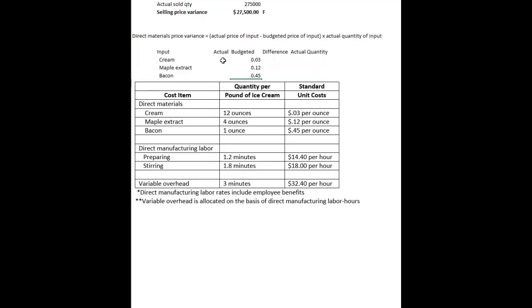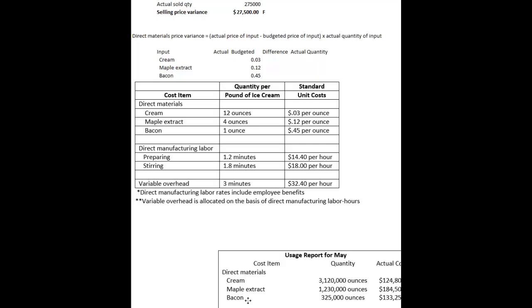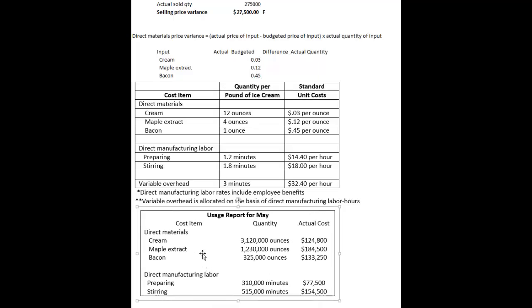So now I've got to go and find the actual cost or price paid for each of those inputs, and that was also given to us in the problem. It's right here. It came from the usage report, and we have to do a little digging here to calculate it. The cream, you can see we spent $124,800 to purchase 3.12 million ounces. So all I have to do is work that backwards and say, okay, $124,800 divided by 3,120,000 is 4 cents per ounce of cream. So you can see we paid more. That's not good. That's unfavorable.